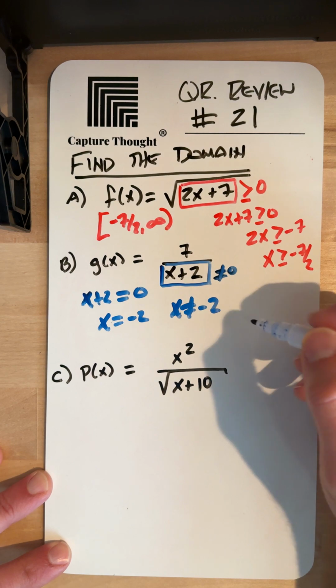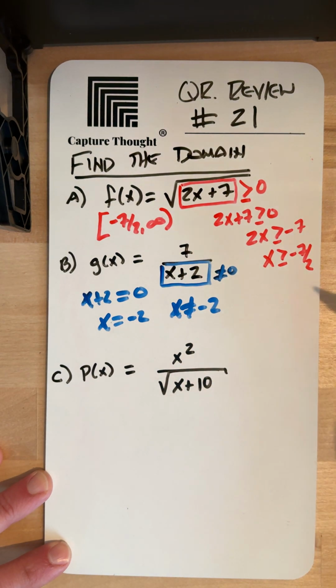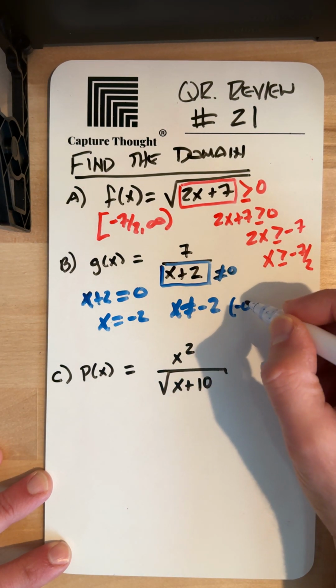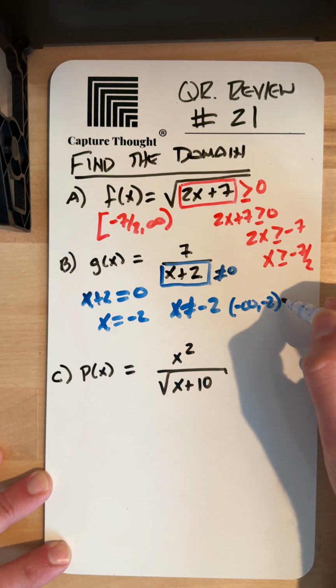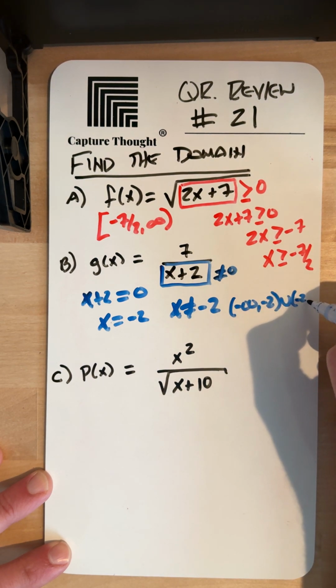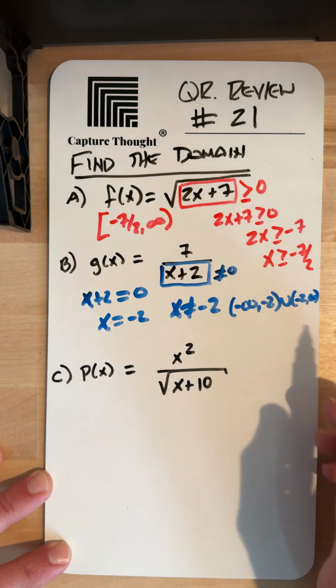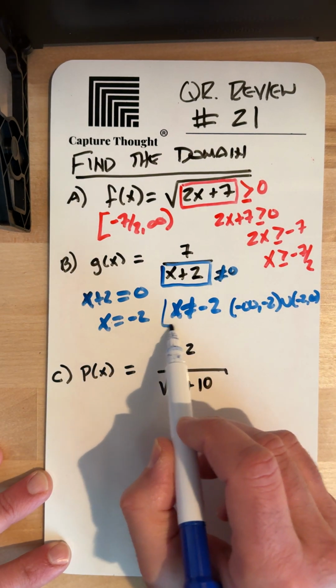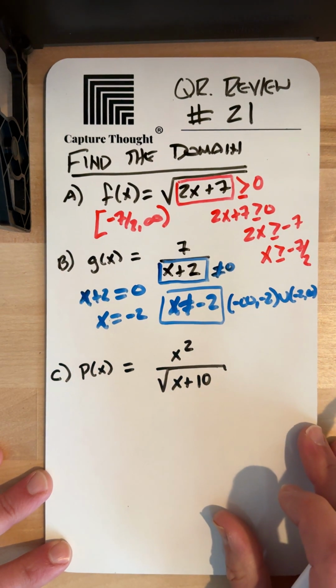If you're going to use interval notation, which I would not recommend doing in this case, you would just have negative infinity to negative 2, and then union negative 2 to infinity. Sorry, it looks so bad over there. But I would just write it as inequality notation by using this one right here.